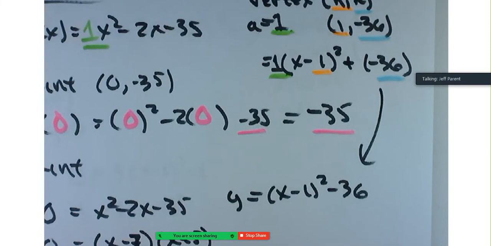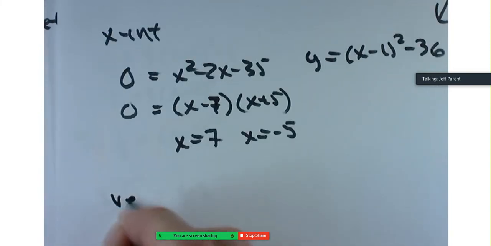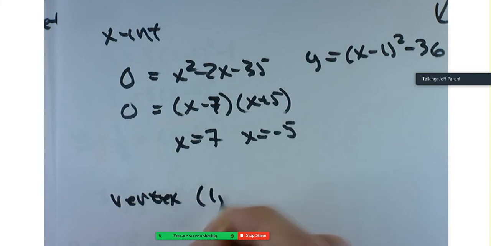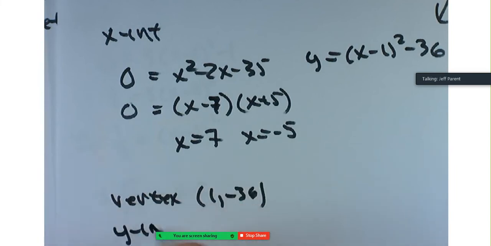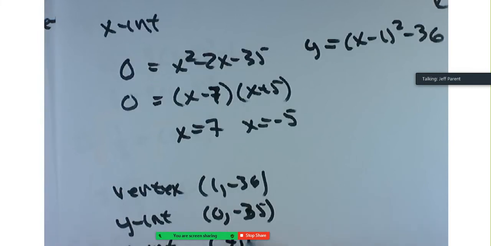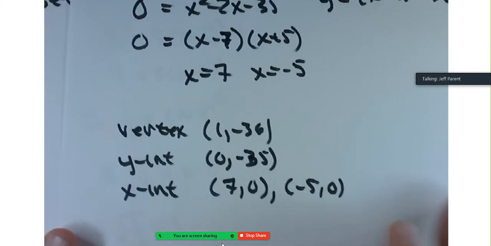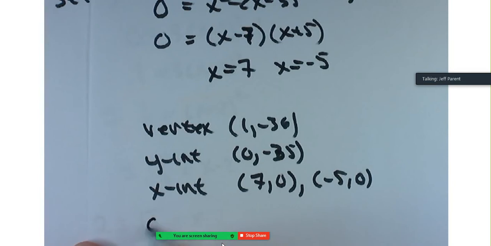So we're going to do that one again. But notice we got several things out of this. We got the vertex, which was 1, negative 36. We've got the y-intercept, 0, negative 35. The x-intercepts are at 7 and 0 and negative 5 and 0. The one last thing I could ask you for is the axis of symmetry.